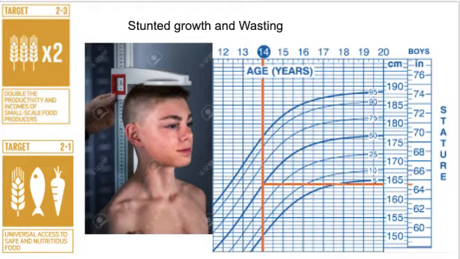So the definition of stunting by the World Health Organization is measured by the height for age value. If it is less than 2 standard deviations from the WHO child growth standards, then that's classified as stunting.